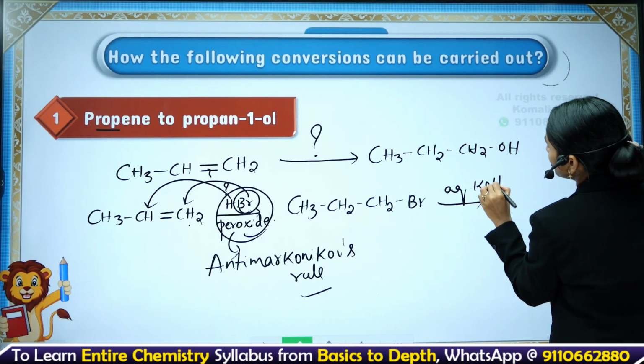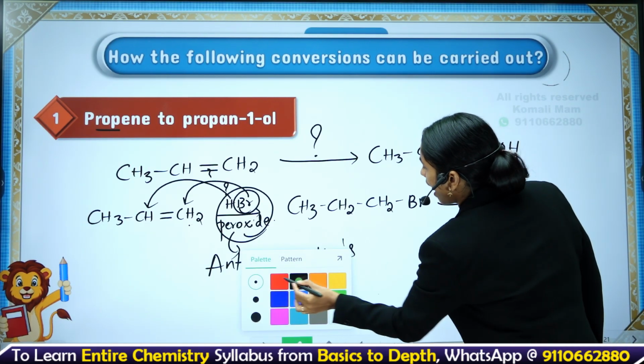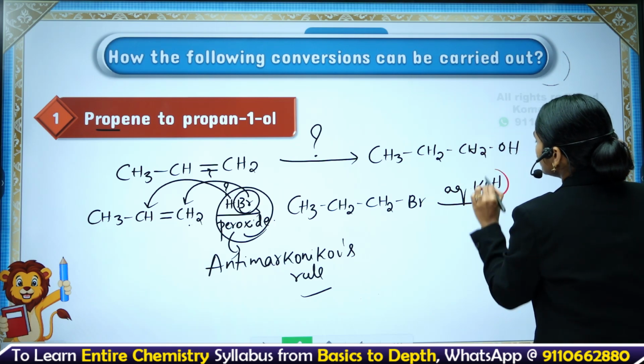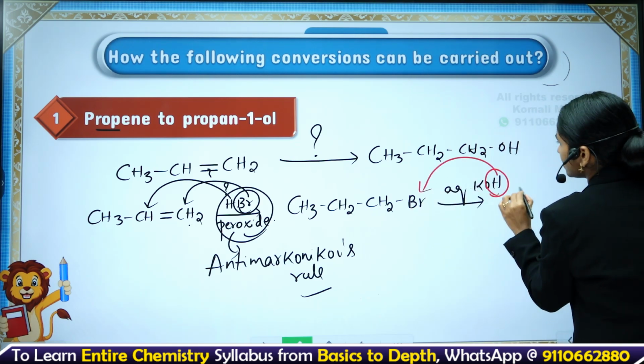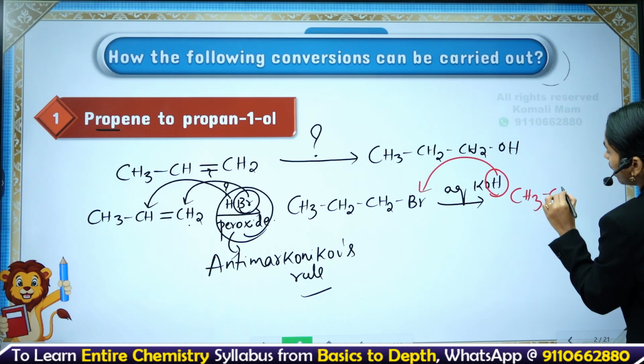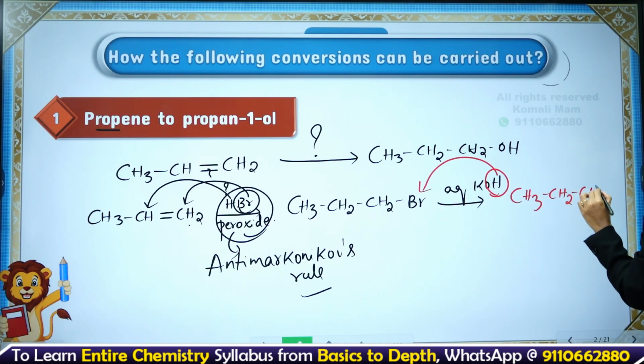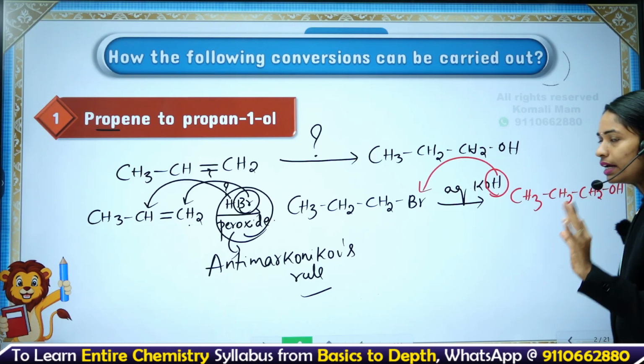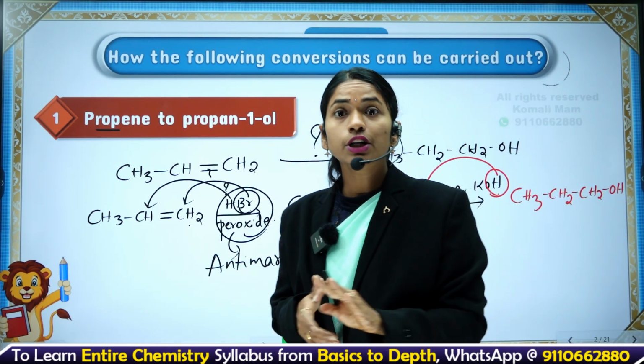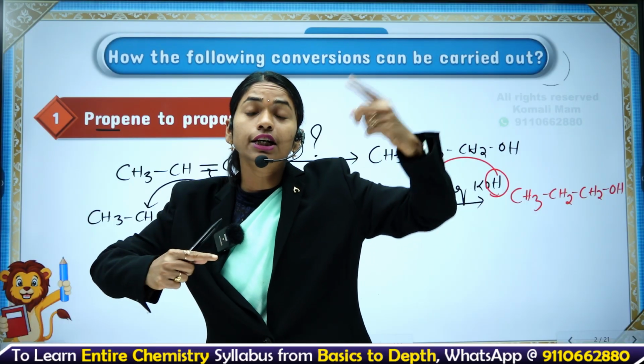So here add aqueous KOH. Do you know what is the function of aqueous KOH, students? Aqueous KOH is a nucleophile, goes and substitutes in place of Br, simply to say we will be getting propanol.